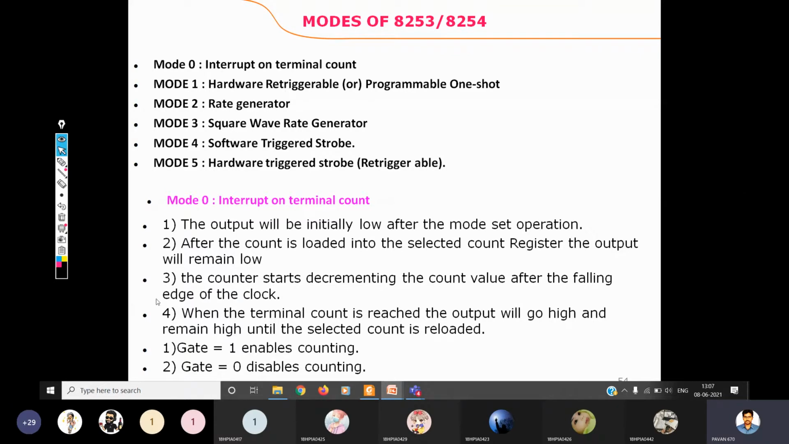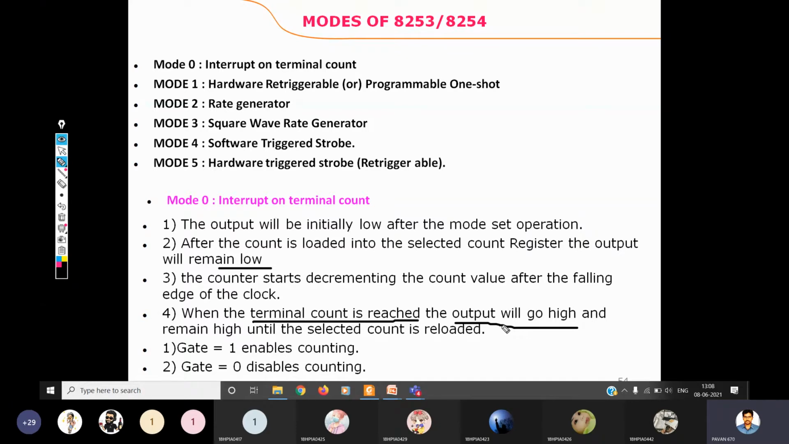Counting goes on decrementing until it comes to a particular point, 0. When the count reaches the terminal count, you can observe this point here. When the counter reaches 0, having decremented through the whole value, the output will go high. Till then your output signal will remain low, and it remains high until the selected count is reloaded. So after the particular count gets completed, the output signal goes high.